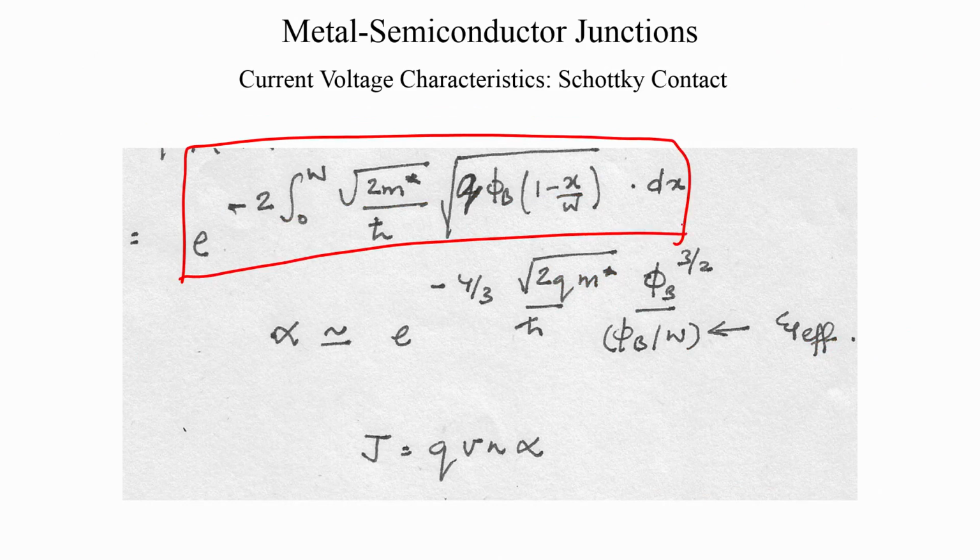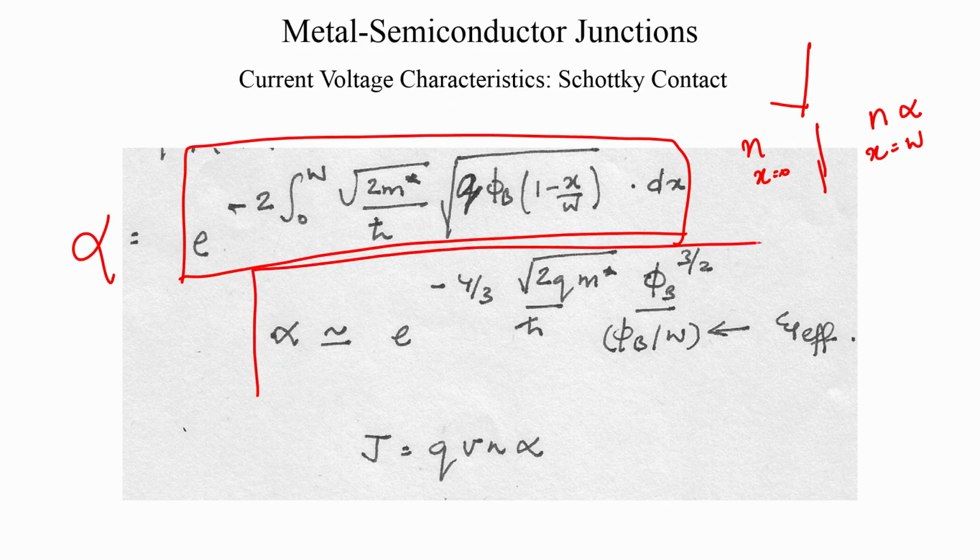So, given n electrons at x equal to 0, if I put n electrons at x equal to 0, there is a probability that n alpha electrons, so this is my term alpha, right, n alpha electrons appear at x equal to W, and that probability is given by this, and we solve this integral and we end up with alpha being equal to this term here, okay.